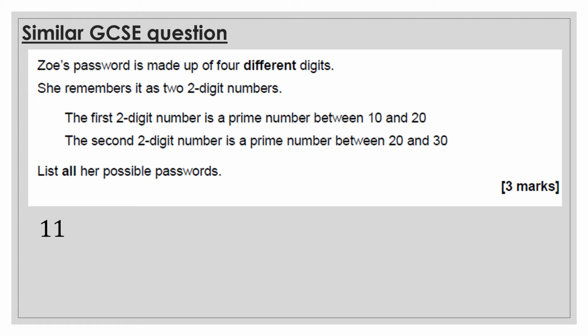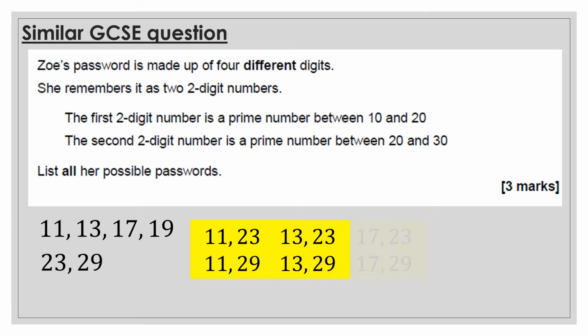So I would write down the prime numbers between 10 and 20, and then I'd write down the prime numbers between 20 and 30. So they're my numbers, and again, it's made up of 4 different digits, and we're going to split it up. So these are all the possible options that Zoe can have for her password.